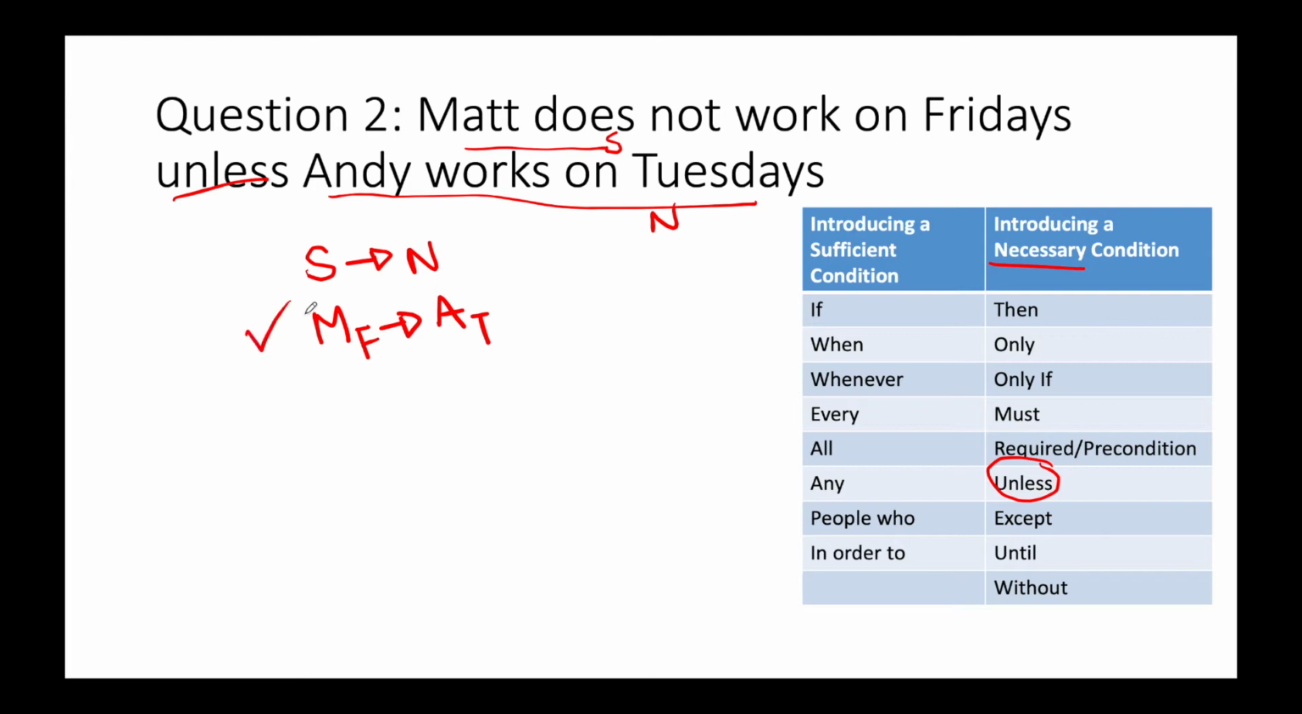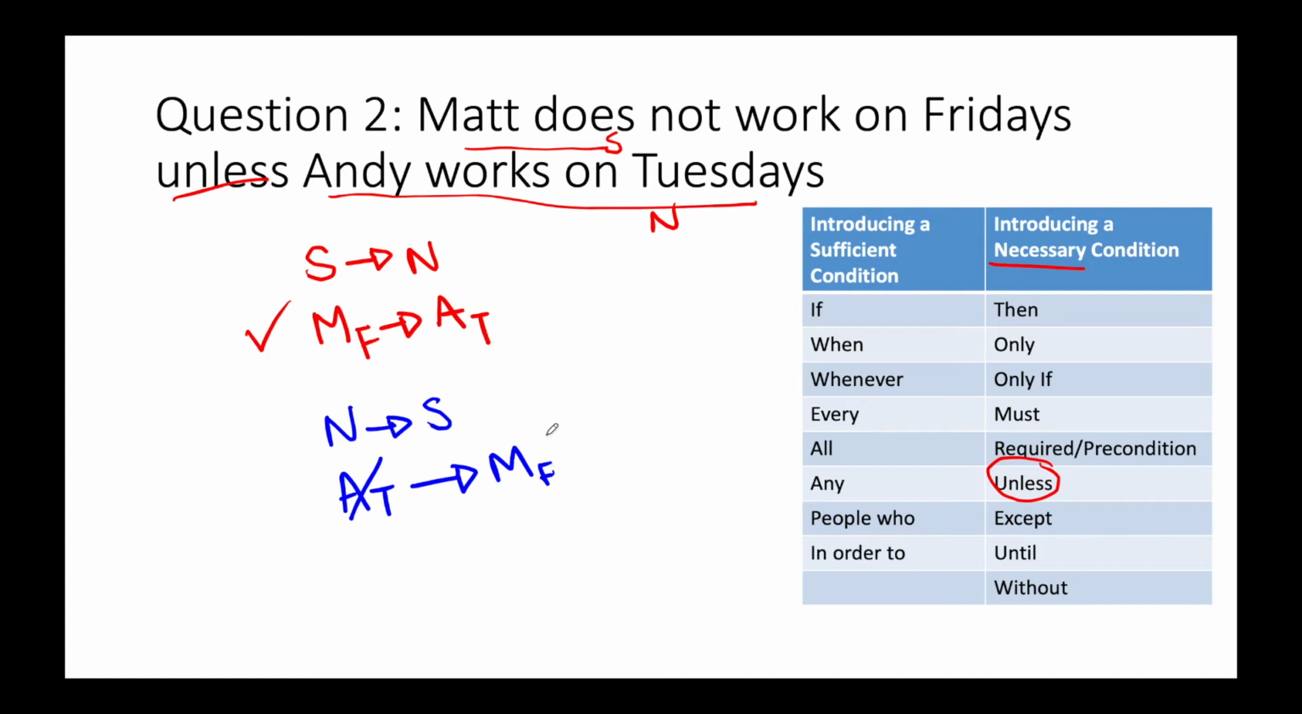Again, this is perfect. Because we have the unless, we're not focusing on does not work. We're trying to make this a positive thing. So if he's working, then Andy works on Tuesdays. Now, if we were to do it the opposite way, where the necessary is forward, so if we say Andy did not work on Tuesdays, that means Matt does not work on Fridays either.